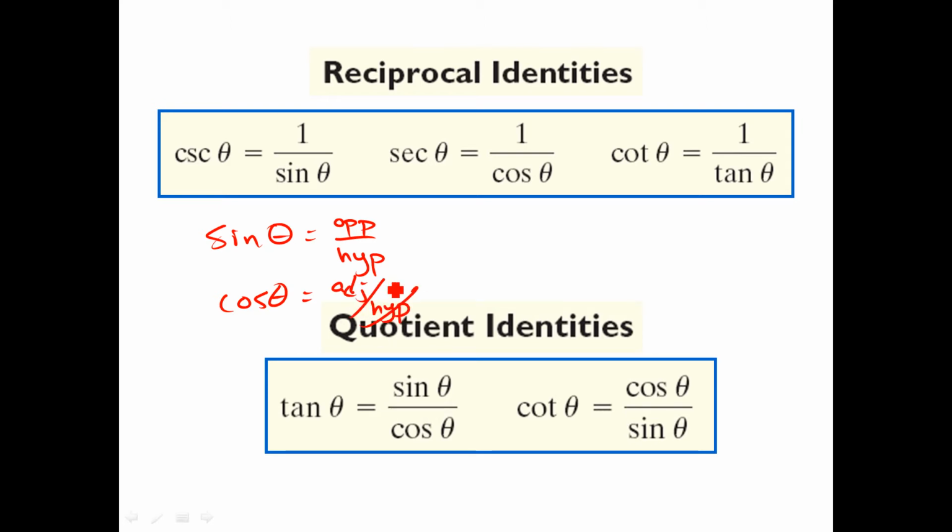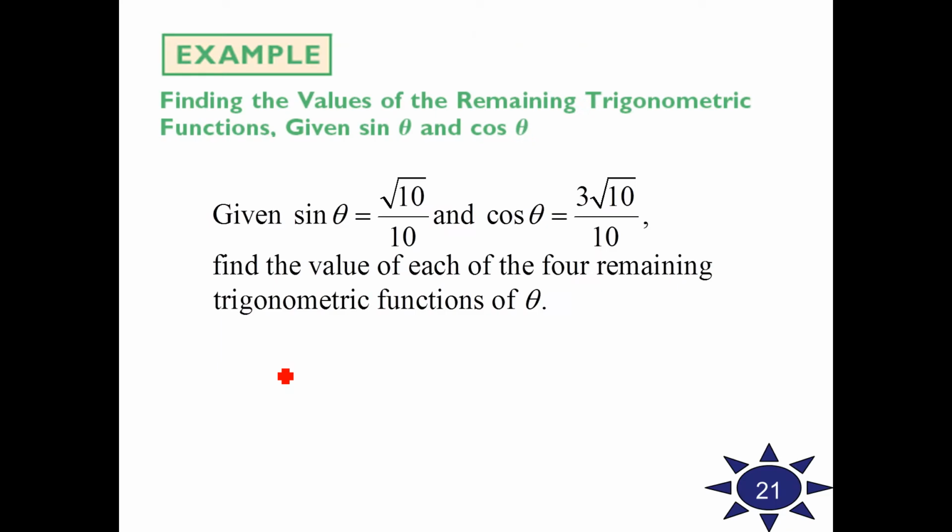If we divided those, the hypotenuse would cancel and we'd have opposite over adjacent, which is the formula for a tangent. So tangent is sine over cosine. The flip of that, cotangent, is cosine over sine. All right, so find the values of the remaining trig functions given sine and cosine.